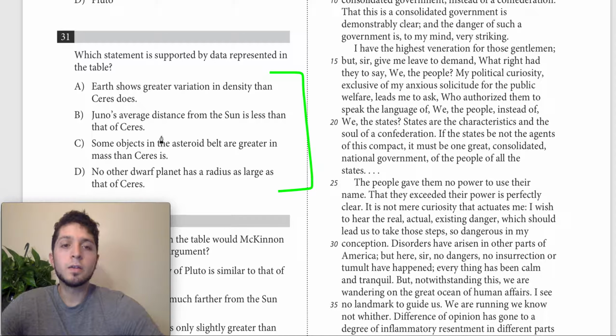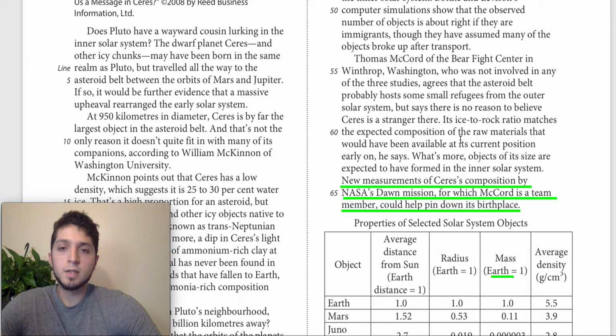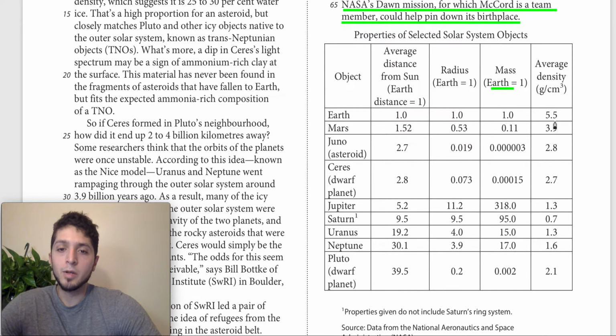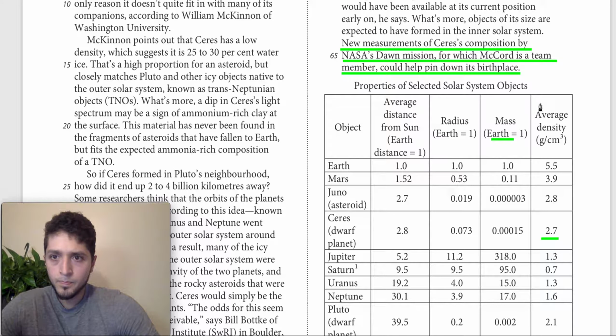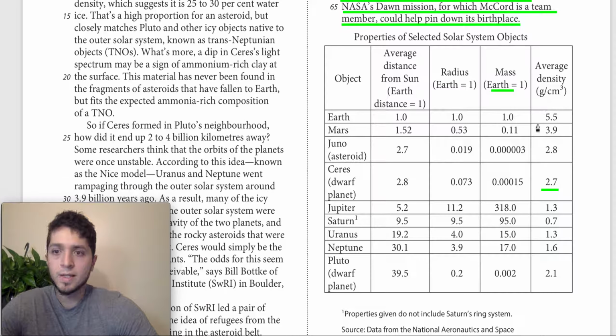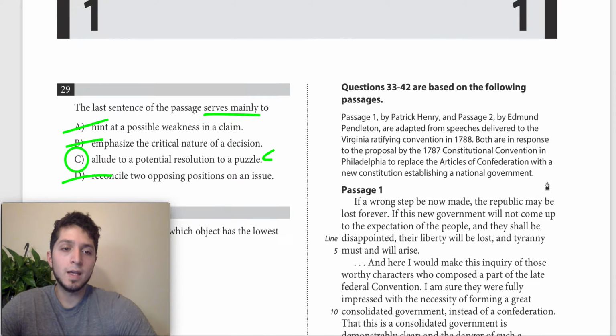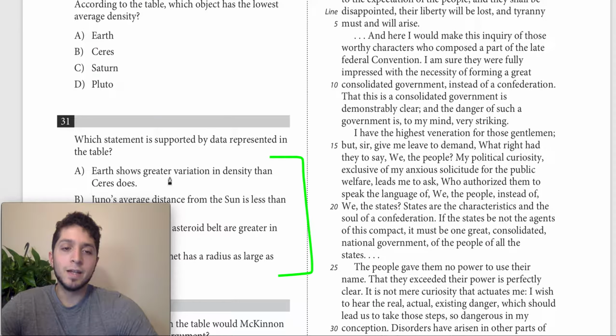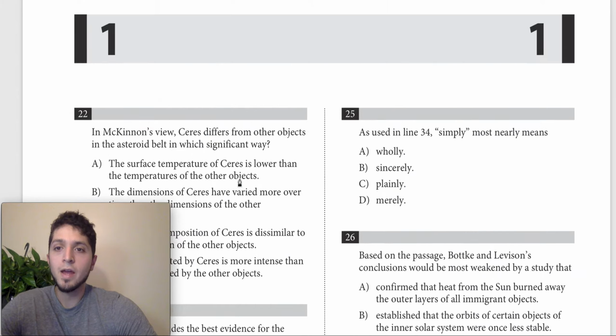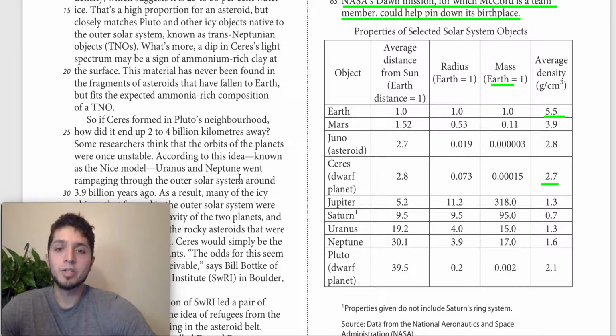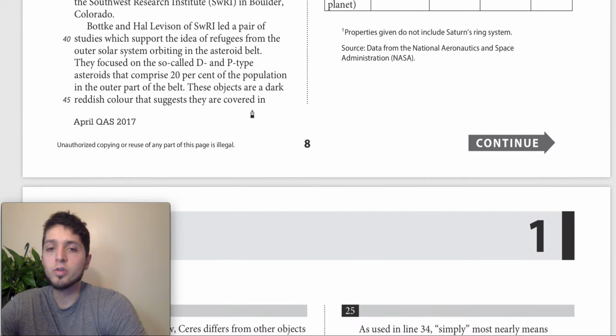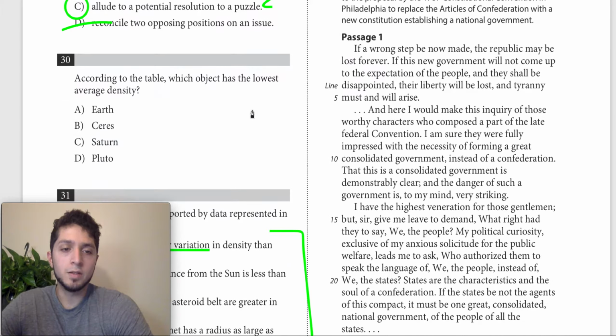A says Earth shows greater variation in density than Ceres does. So we go back up to this table, we look for density, and we look at Earth and we look at Ceres. Ceres has 2.7, grams per cubic centimeter, and Earth has the same unit as well. We see the difference there. However, the question is asking about variation in density, which would mean how it changes over time. And this is sort of like a snapshot. This is not talking about changes over time. So there's no way to measure variation, so we know it can't be answer choice A.